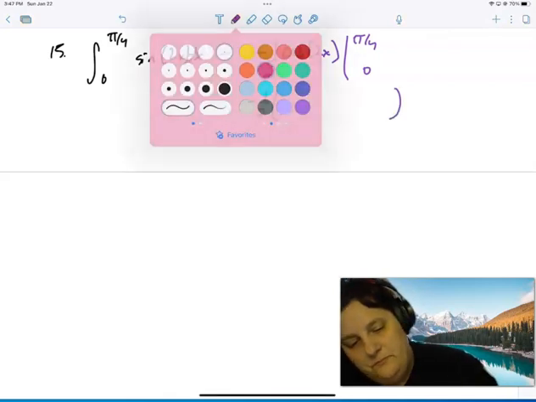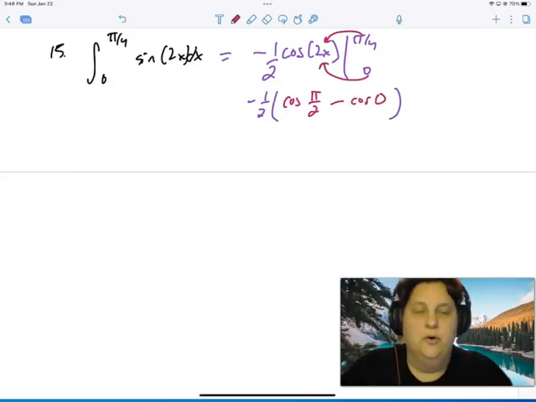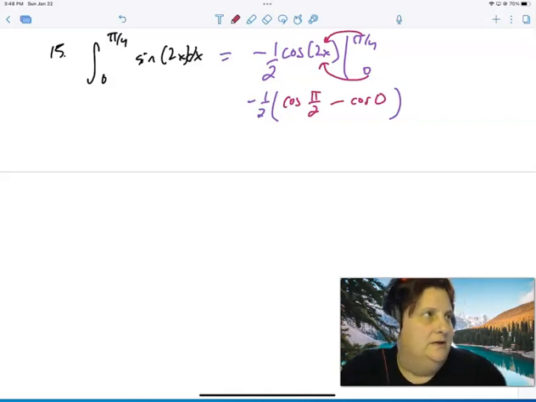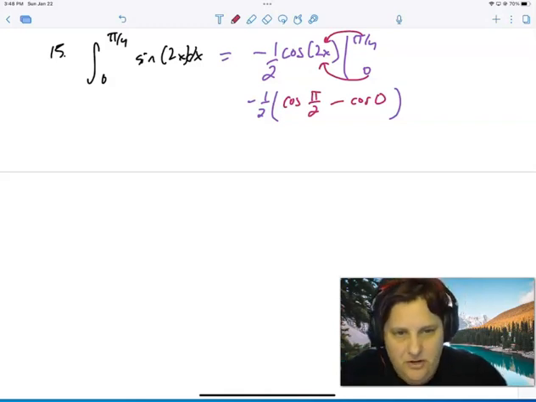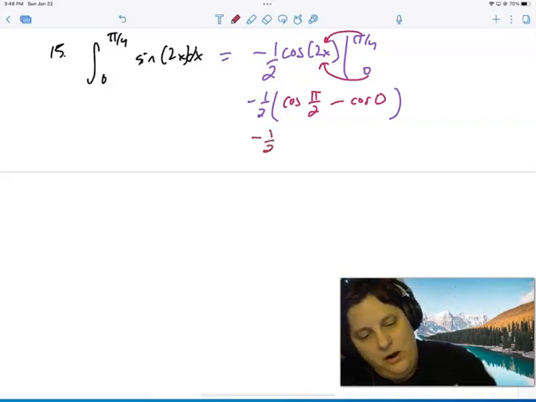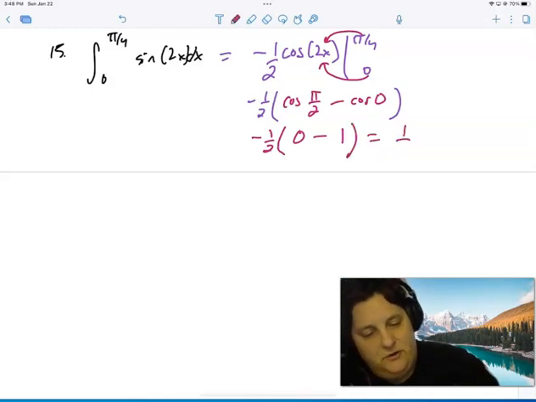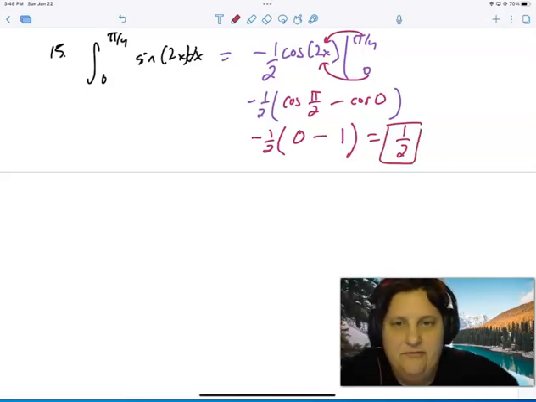Okay, when I plug this in, that becomes the cosine of 2 pi over 4, which is cosine pi over 2. When I plug this in, that becomes cosine 0. Don't automatically make the mistake of thinking, oh, anytime I plug 0 into something, it's 0. That's not true once we get to trig functions, okay? All right, the cosine of pi over 2 is actually 0. The cosine of 0 is 1. So I get negative 1/2 times 1, or 1/2.